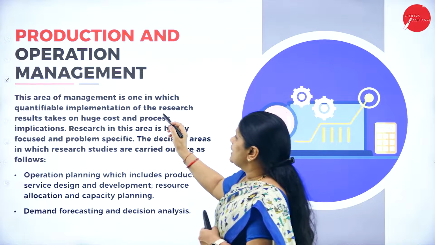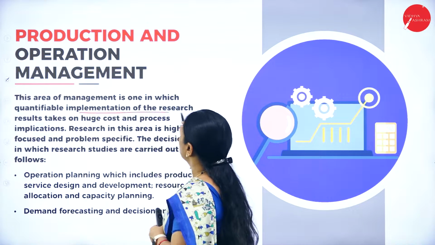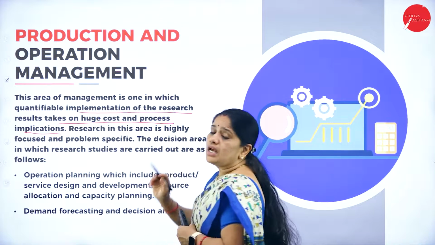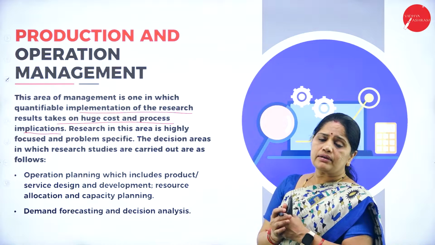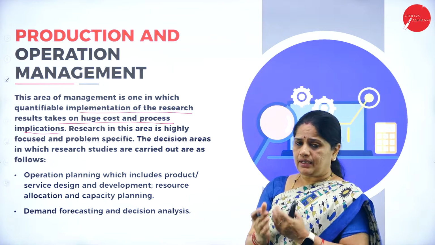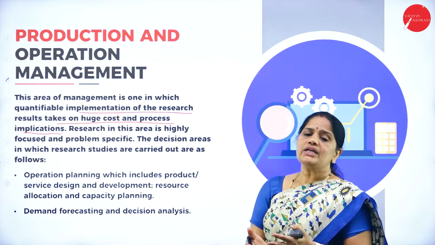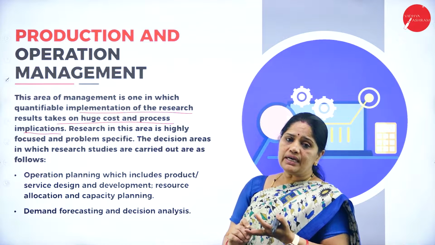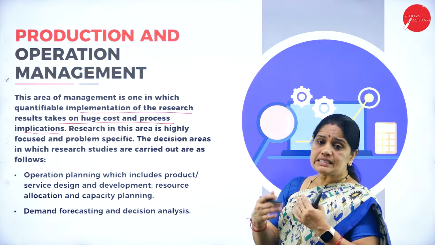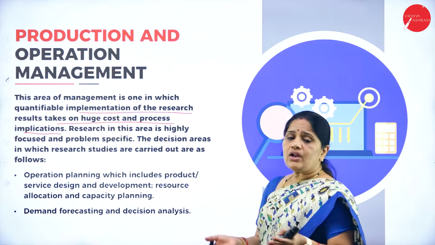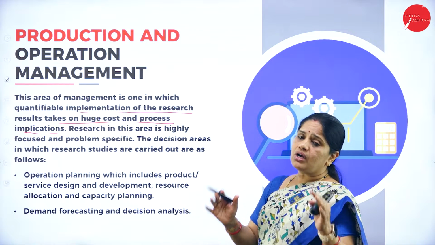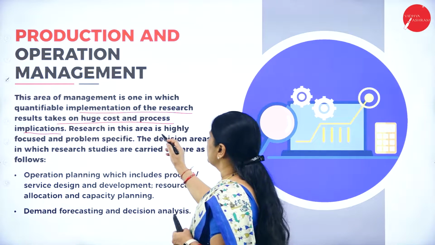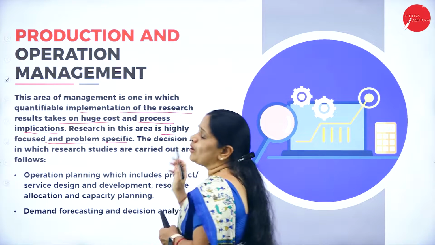So, this area of management is one in which quantifiable implementation of the research result takes on huge cost and process implications. Now, we all know that the production sector consumes the maximum amount of money, because a lot of the money will be going into the raw materials. A lot of money will be spent on expenditure and also on various other incidental expenses related to production, and it will always take 75% of the cost of the product. So, the research in this area is highly focused and problem specific.